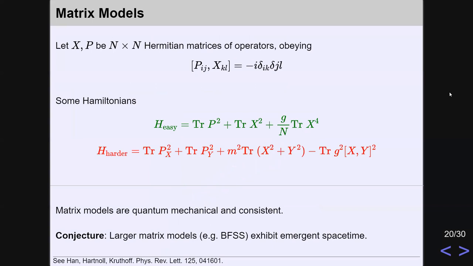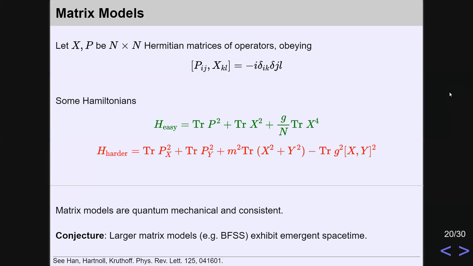Another approach is to just say, okay, I'm just going to minimize the Hamiltonian. And this was done by Han, Hartnoll, and Kruthoff about a year and a half ago, for matrix models. So in these models, you let X and P no longer be real number valued operators. Rather, they're N by N Hermitian matrices. They obey the usual commutation relations that you would expect.